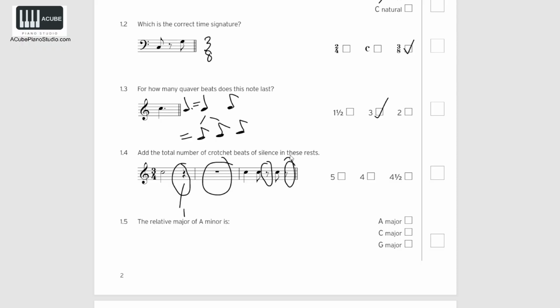But to see how many beats of silence, we'll take a look at the time signature. In 3/4 time, there are 3 crotchet beats in a bar, so this is equal to 3 crotchet beats of silence. Next, I have 2 quaver rests here. 2 quaver rests are equal to 1 crotchet rest. So adding up will be 1 plus 3 plus 1, which is 5. Therefore, the total number of crotchet beats of silence in this piece is 5.